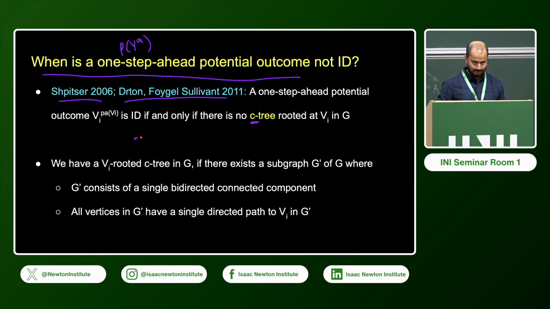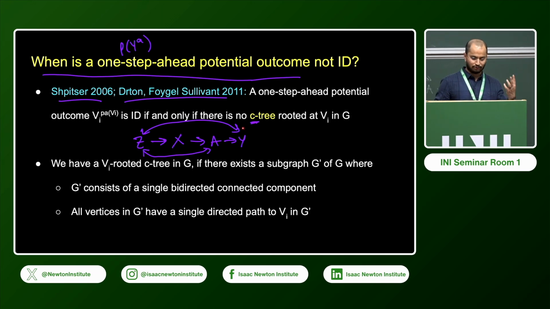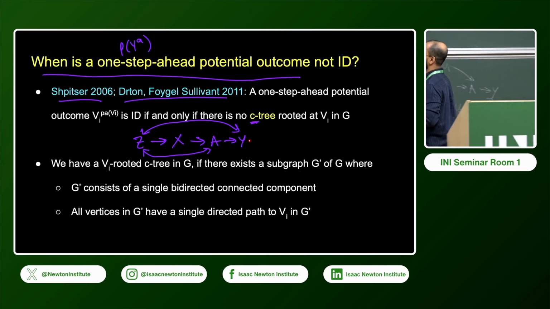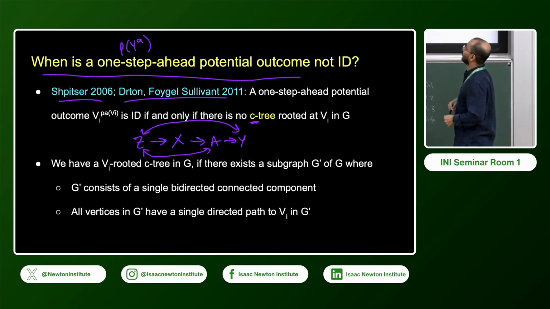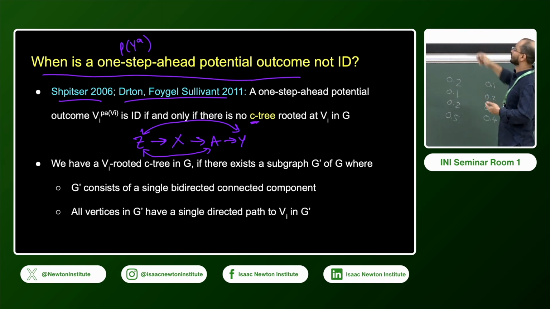So this was the napkin graph, right? I had Z to X to A to Y, and I had Z bidirected with Y and Z bidirected with A. So let's focus on Y. We have a C-tree that's rooted at Y if the entire graph is a single bidirected component, so every variable is somehow connected via bidirected edges, and all vertices in G have a single directed path to Y. The second criterion is satisfied in this graph. Z has just a single directed path to Y, X only has one directed path to Y, so does A.